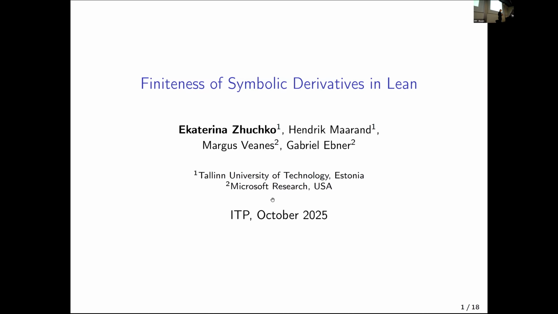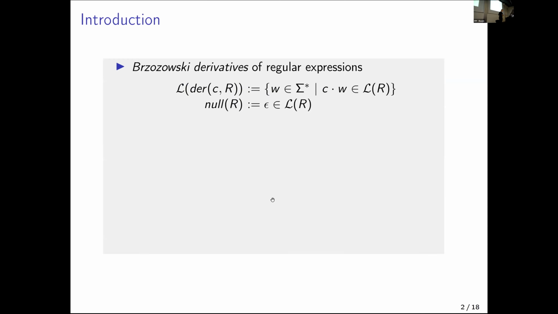Today's talk is about finiteness of symbolic derivatives, or proof of finiteness of symbolic derivatives in Lean. I'll explain all the keywords here. I'm Kat, and my co-authors are Hendrik, Margus, and Gabriel. So let's get to the introduction.